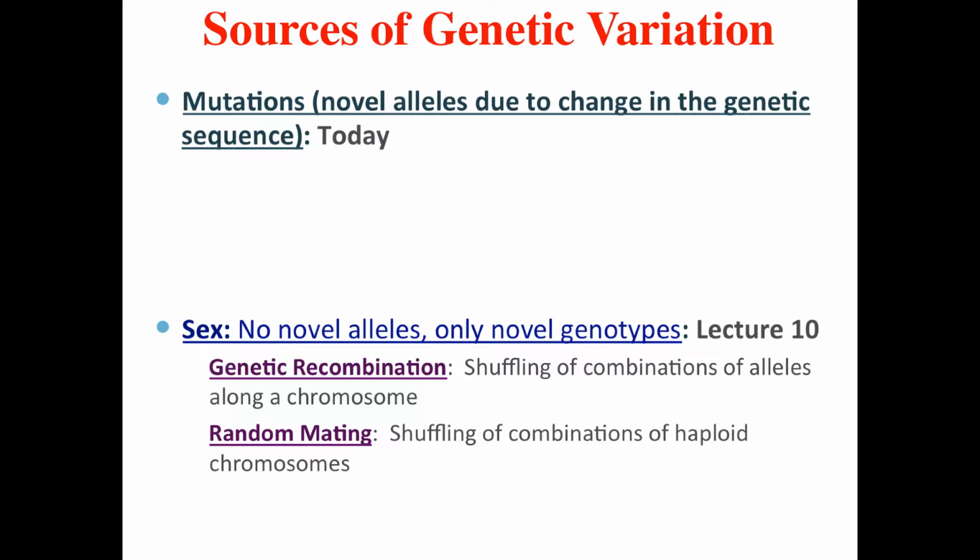However, we can also think of sex as providing novel genotypes through genetic recombination, basically shuffling all the different combinations of alleles that you can have along a chromosome. Sex does bring us novel genotypes and allows us to explore genotype space, but mutations are the only things that create novel alleles in the first place.